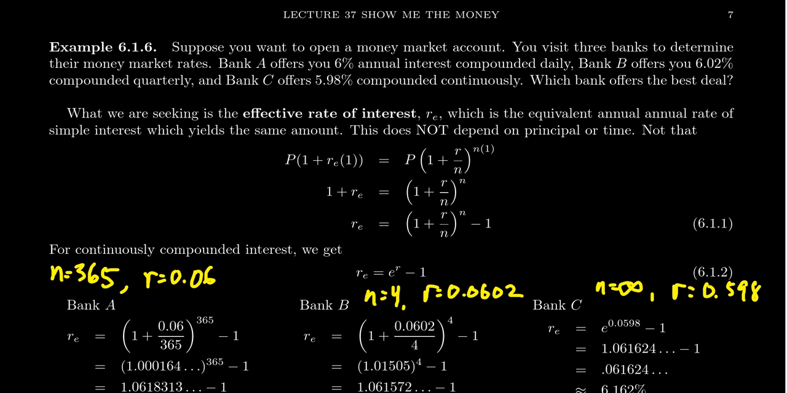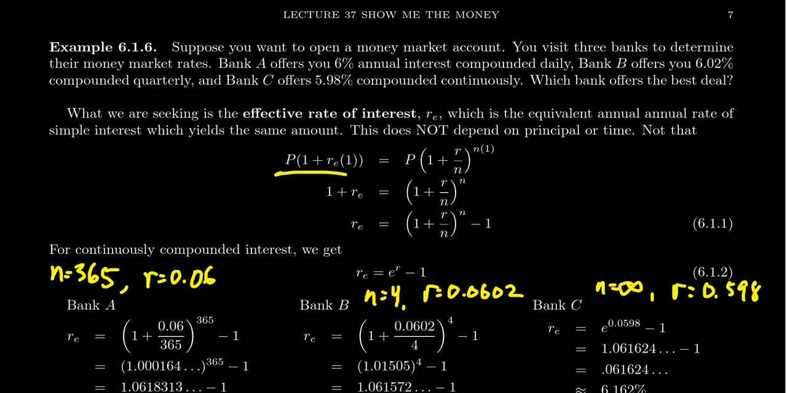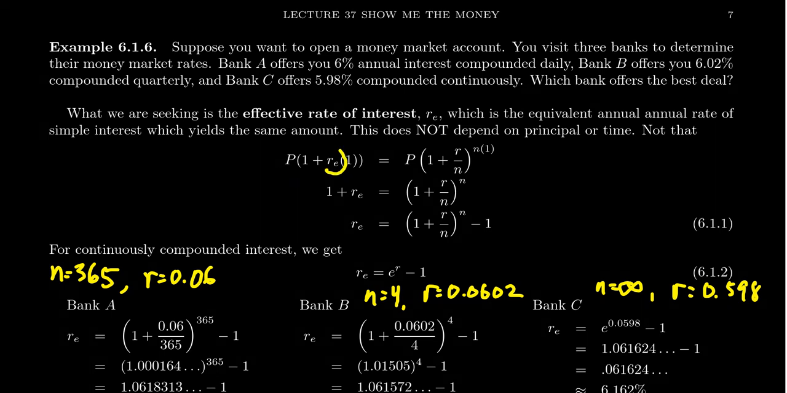So how do you compute this effective rate of interest? Like I said, we're going to take RE right here. RE is going to be the effective rate of interest. So notice you get P times 1 plus rate times time. This is a simple interest problem, right? The principal, whatever, we're investing for 1 year at the effective rate of interest. Well, the problem is not actually, of course, a simple interest problem. It's a compounded interest problem.